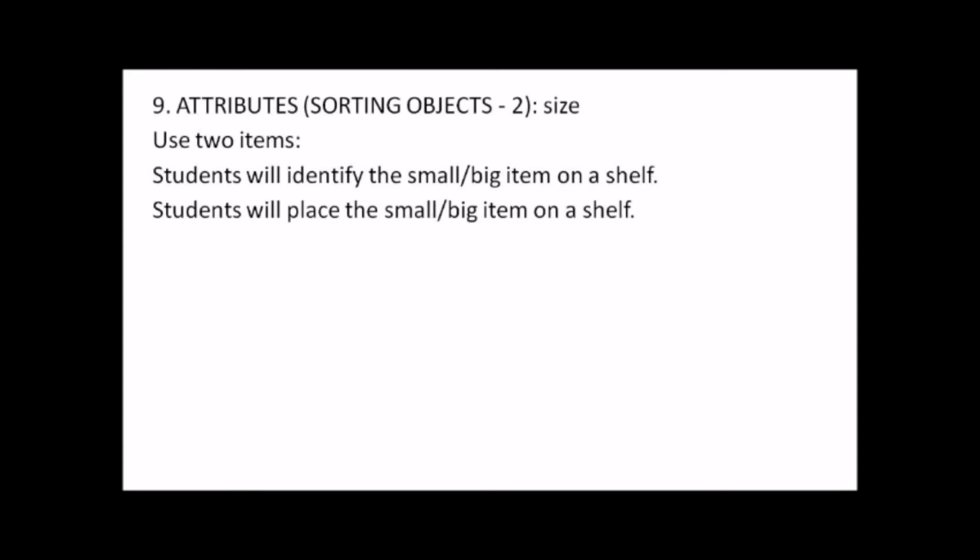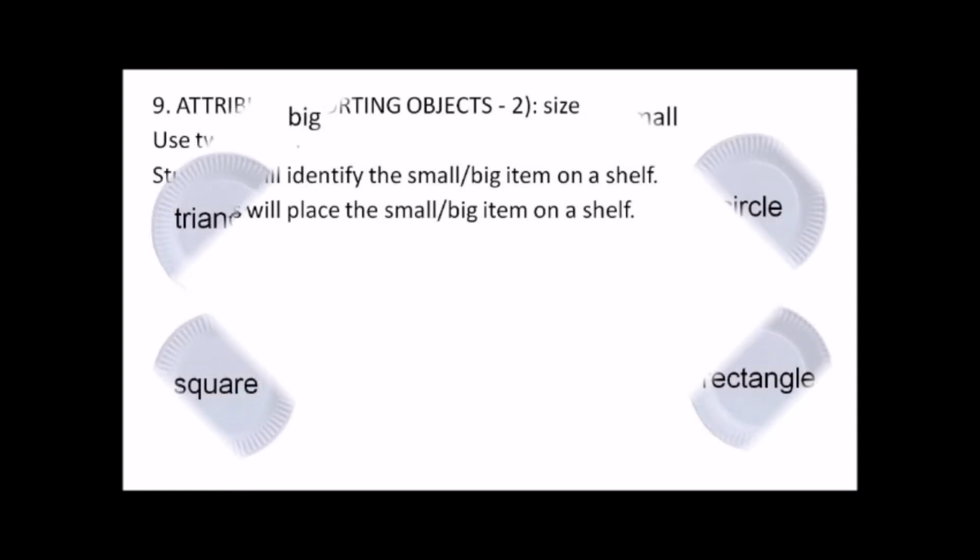Now you're sorting attributes, sorting objects, and you're sorting on size. You're starting with 2 objects, with 2 items. Okay, and they will identify if it's small or big. You want them to identify it, then you want them to place it. They can place the small or big item. So 2 things they must be able to do here: identify, and then use it to place something.